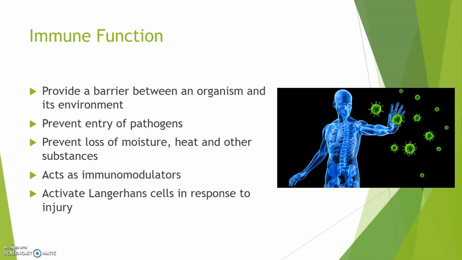Immune functions. Keratinocytes play a key role in the immune system. The skin is the first line of defense, and the keratinocytes provide a barrier between an organism and its environment. This prevents the entry of pathogens into the body and prevents a loss of moisture, heat, and other substances from the body. Keratinocytes also act as immunomodulators, which secrete inhibitory cytokines in the absence of injury and stimulate inflammation, while also activating Langerhans cells in response to injury.